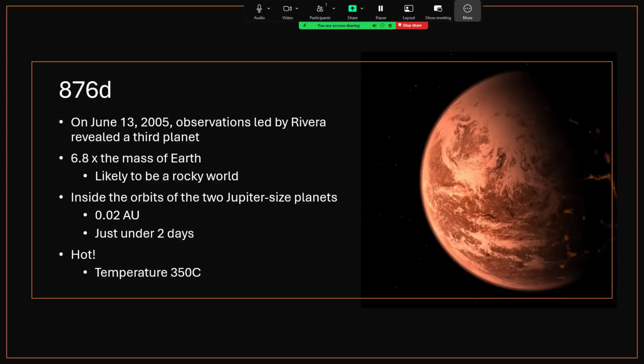It's inside the orbit of the other two, 0.02 astronomical units, so 50 times closer to its star than we are, and hurtling around in 2 days. And that's so close that it's very likely to be extremely hot, temperature 350 C. So it's every possibility, actually, that any of those volatile chemicals that tend to make up gas giants will have been burnt away, boiled off. And so perhaps the rocky world is the most likely explanation.